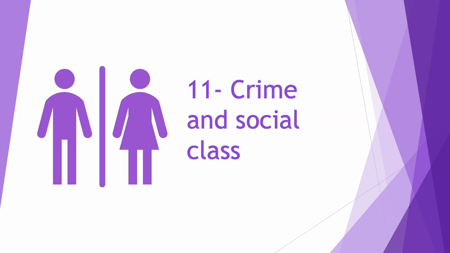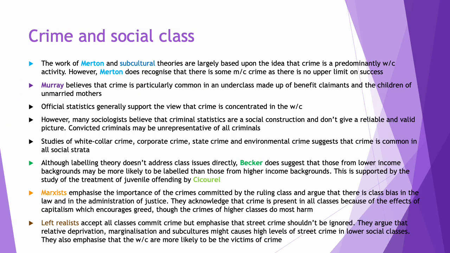This section is on crime and social class. The work of Merton and subcultural theories are largely based upon the idea that crime is predominantly a working-class activity. However, Merton doesn't recognise that there's some middle-class crime, as there's no upper-class limit on success. Murray believes that crime is particularly common in an underclass made up of benefit claimants and the children of unmarried mothers. Official statistics generally support the view that crime is concentrated in the working class.